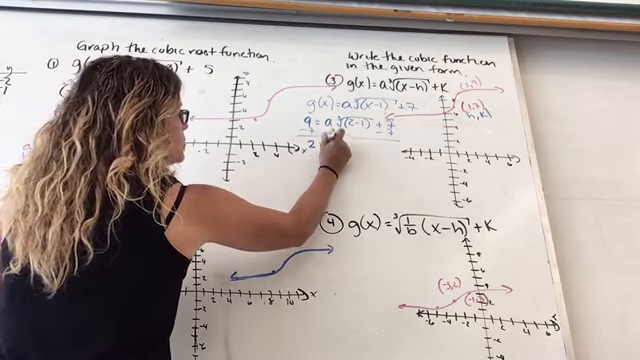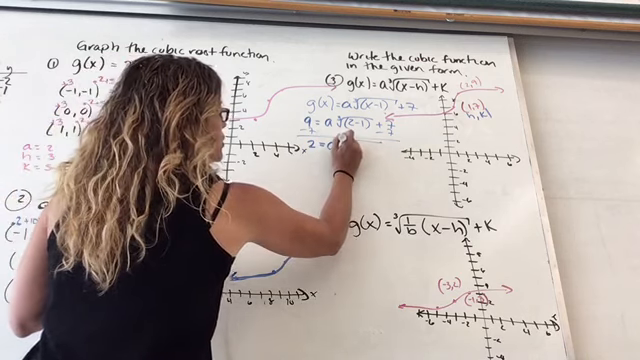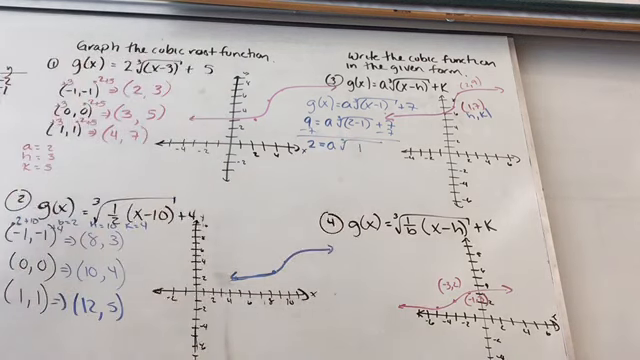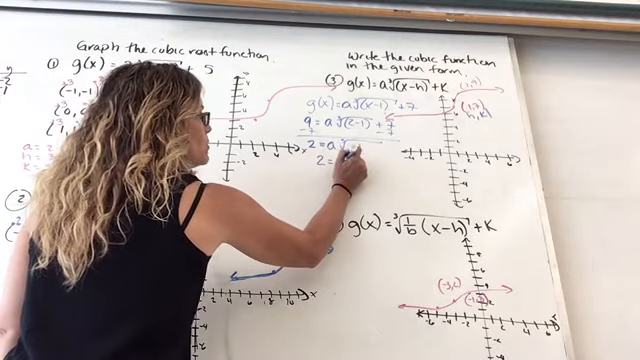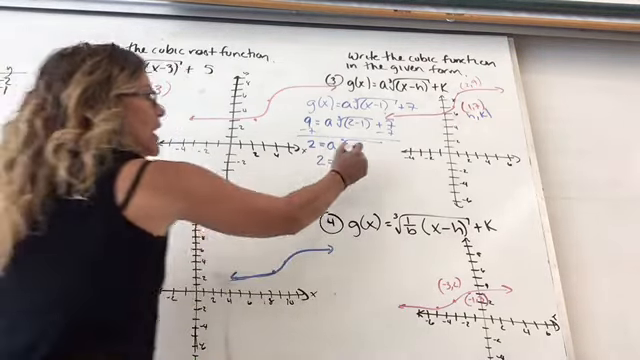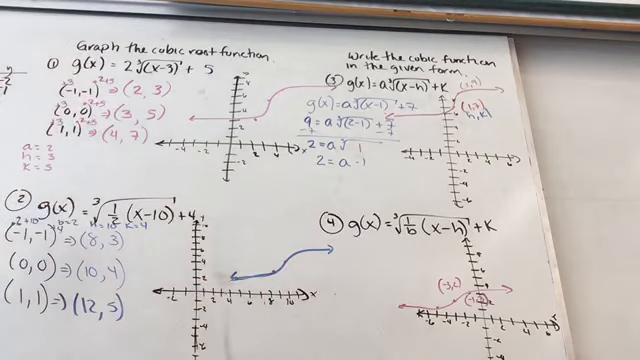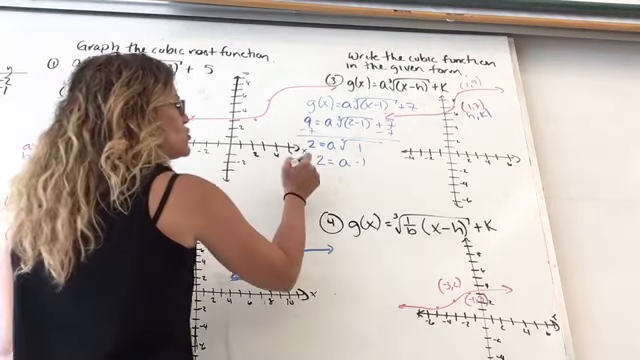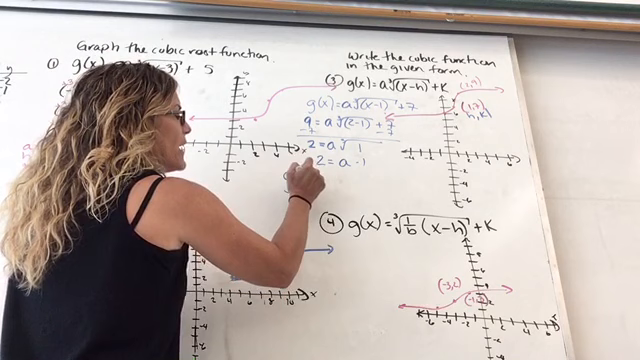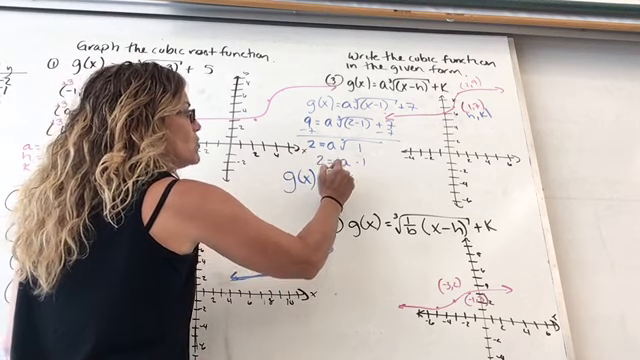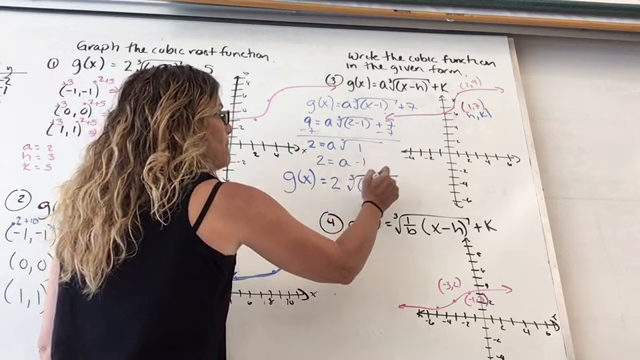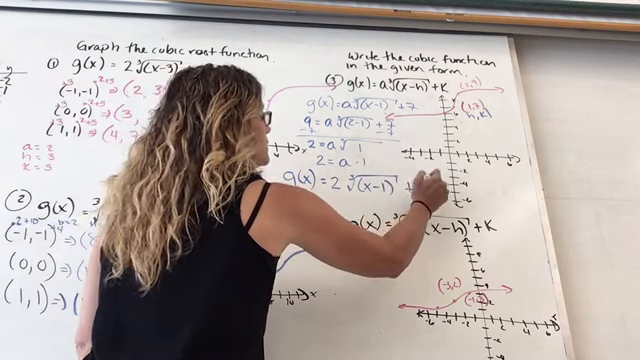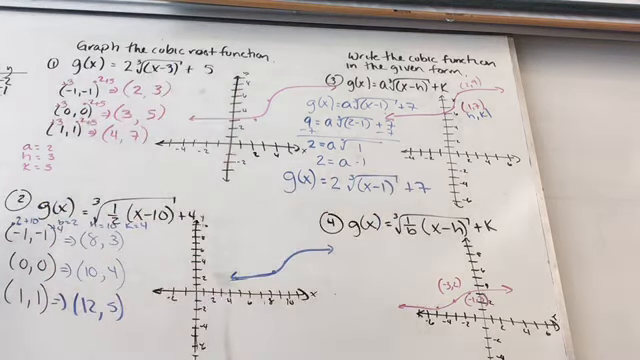So we get 2 equals a times the cubed root of 1. Cubed root of 1 is just simply 1. So I have 2 equals a times 1. The a times 1 is just a. So a in this case is 2. So we go back and we rewrite our equation. G of x equals 2 cubed root x minus 1 plus 7. And there we have our equation from our graph.